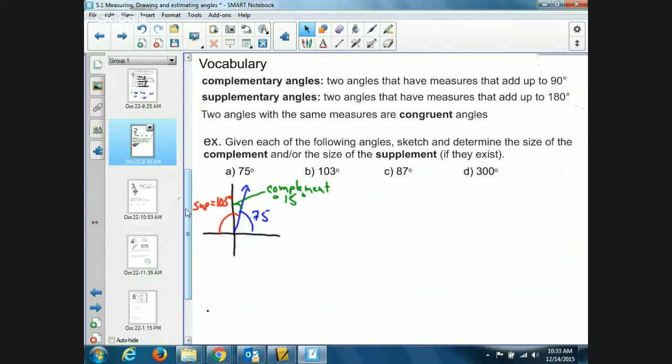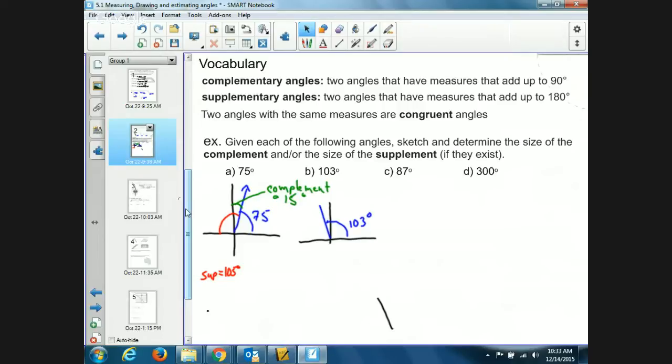I know my lighting is getting messy here. Now, 103 degrees. Pause the video, give you a chance to do this. Okay, now 103 degrees should be a little more than 90. That's 103.